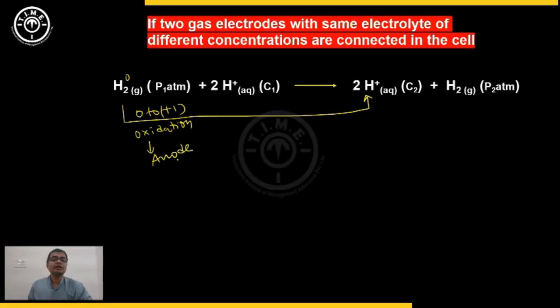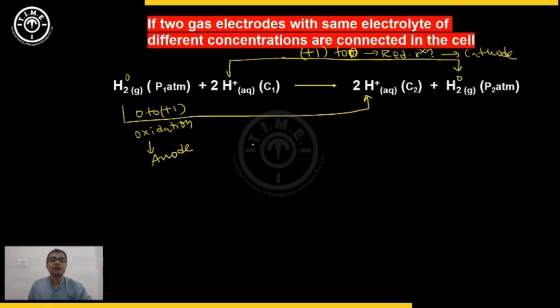So conventionally in the cell notation, anode is kept on the left side and cathode on the right side. Now here H plus ion is reduced to H2, so the oxidation state changes from plus 1 to 0. Decreasing of oxidation state means a reduction reaction takes place, and reduction takes place at cathode. Point to understand: anode and cathode are separated by two vertical parallel lines.